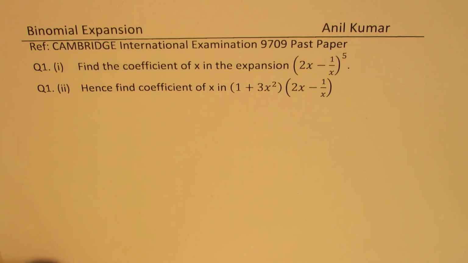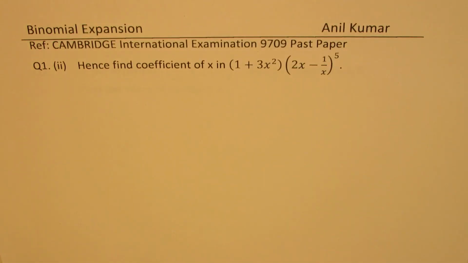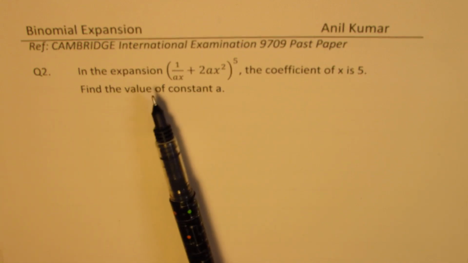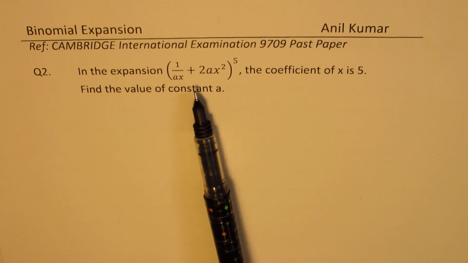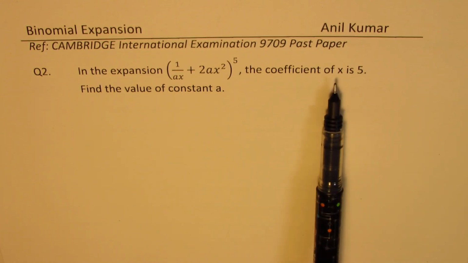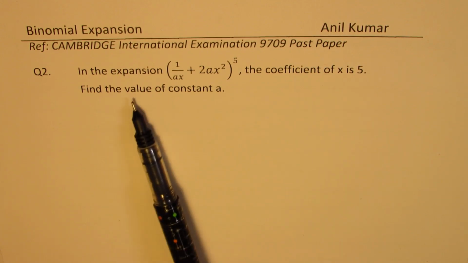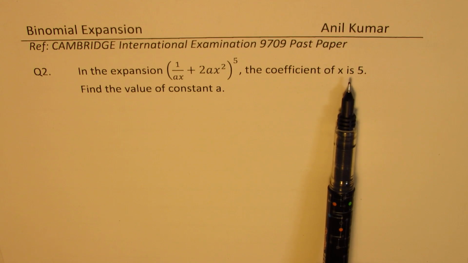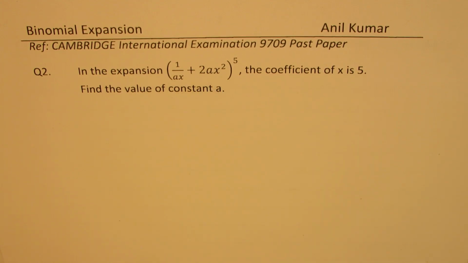Now, related questions which have come in previous test papers are kind of like this. Well, this is part 2, which we'll solve later. We had a question like this also: in the expansion of (1 over ax plus 2ax squared) to the power of 5, the coefficient of x is 5. Find the value of the constant a. So this time we are given the coefficient, and we need to find the binomial term, right?